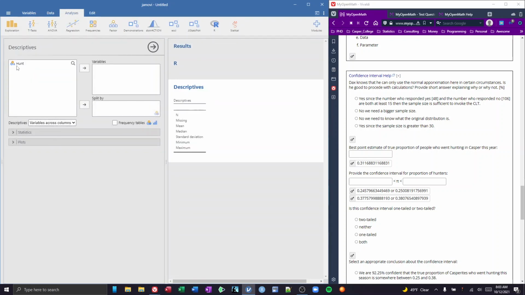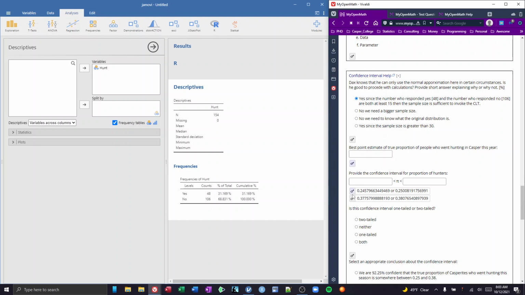Let's look at our descriptives. Let's grab hunt. Let's bring it over. And what we're going to do is we're going to just do a basic frequency table. Okay, and now it gives us some counts. And what we're looking at when we are doing confidence intervals is the number of yeses and the number of no's. So remember, the cutoff was 15. We need at least 15 successes and 15 failures before we can use this normal approximation with proportions. So yes, we've got at least 15 with yeses and 15 with no's. So that's going to be a yes.